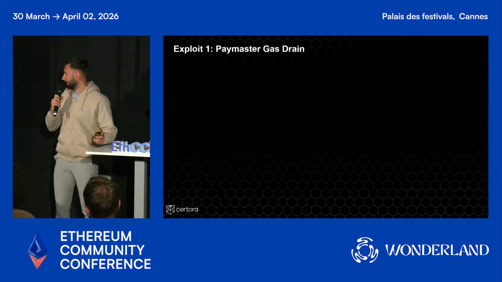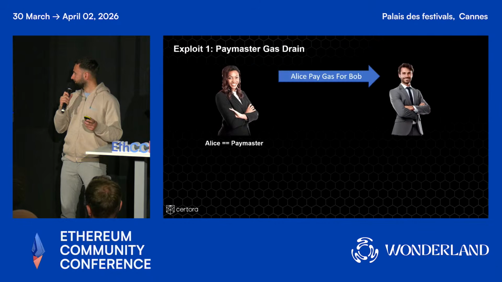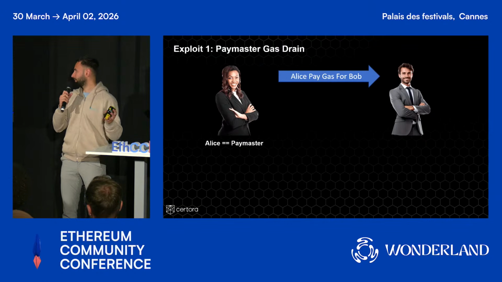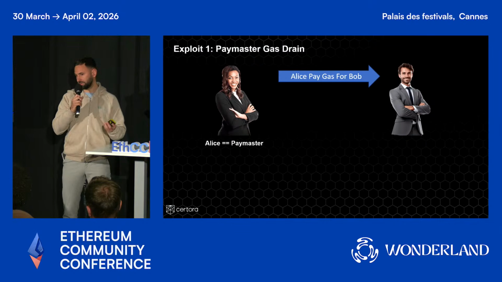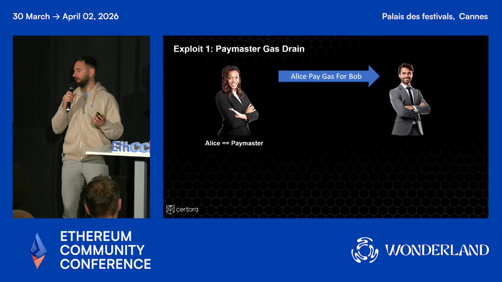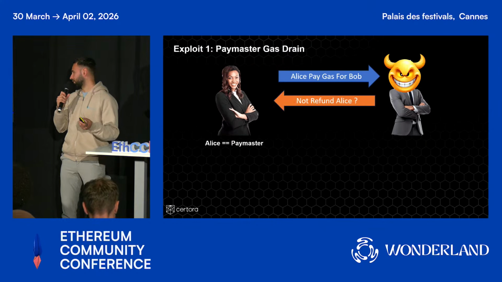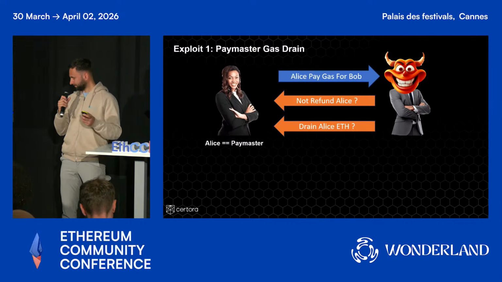So let's see some exploits, and then the idea is to map the attack surface. When we're talking about account abstraction transactions, ERC-4337, usually it means Alice will pay gas for Bob's. And two questions can come to mind. The first one is, what if Bob has the possibility to not refund Alice? And more than that, what if Bob has the possibility to drain Alice's funds?